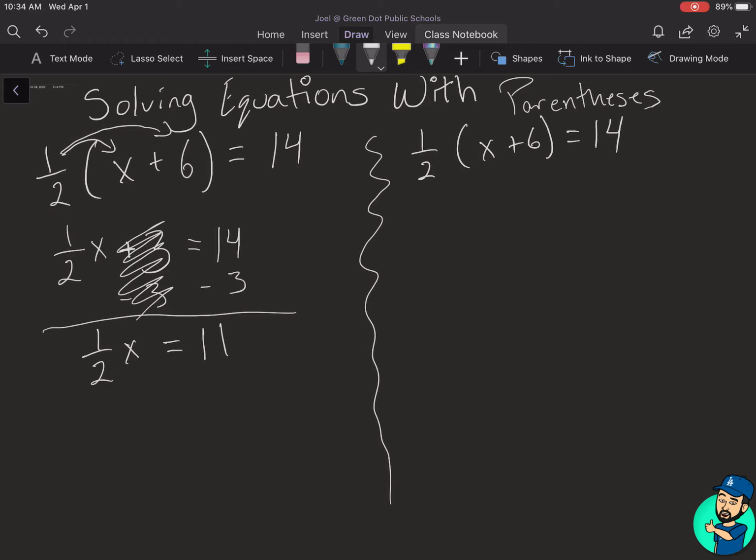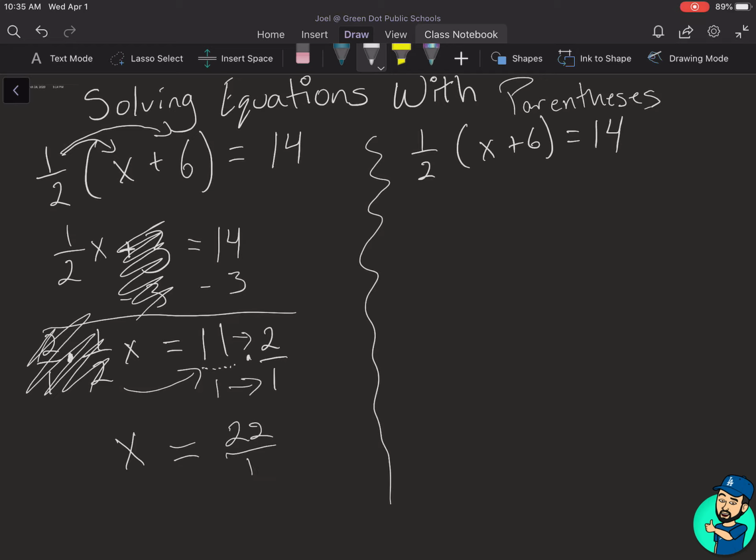Whenever you have a fraction next to a variable and you have to move it to the other side of the equal sign, you need to multiply by the reciprocal. That means you're going to flip the fraction. You're going to multiply by 2 over 1. Now this technically cancels out. I bring down the x. I bring down the equal sign. 11 times 2 is 22. Again, there's an invisible 1 here. 1 times 1 is 1. And 22 over 1 is just 22.